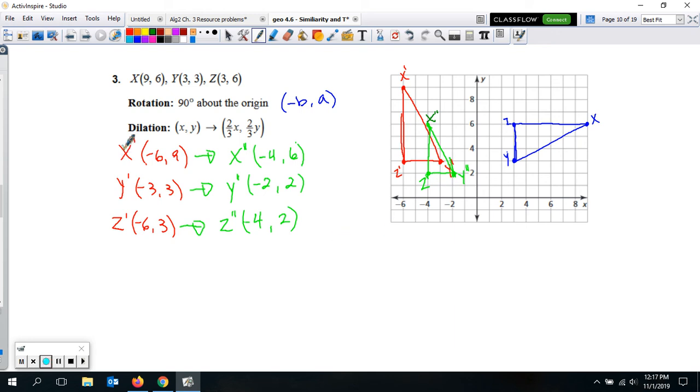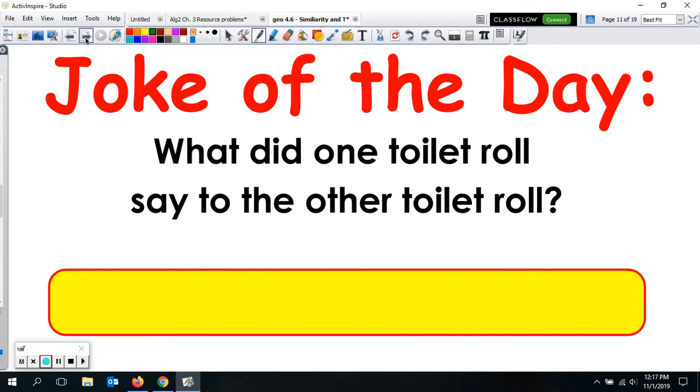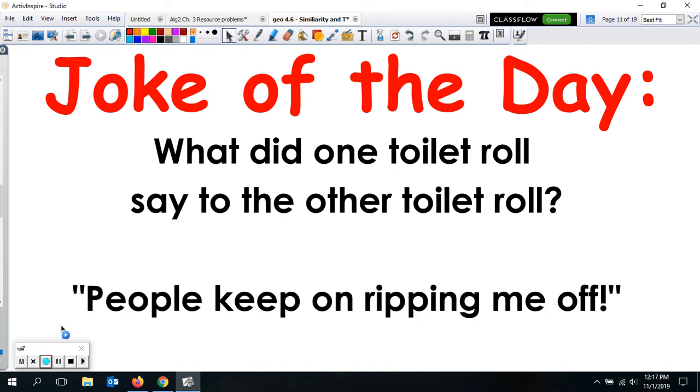All right, so let's go ahead and do a quick joke of the day. So here we go. What did one toilet roll say to the other toilet roll? He said, "People keep ripping me off." That's a good joke. People keep ripping me off. That would be true.